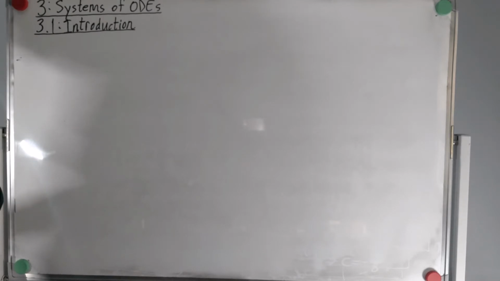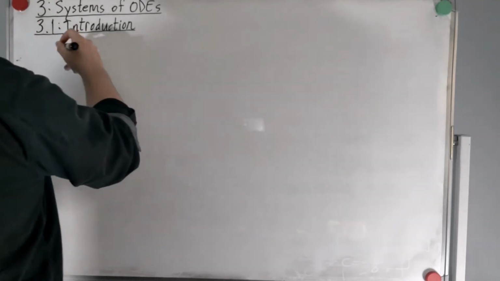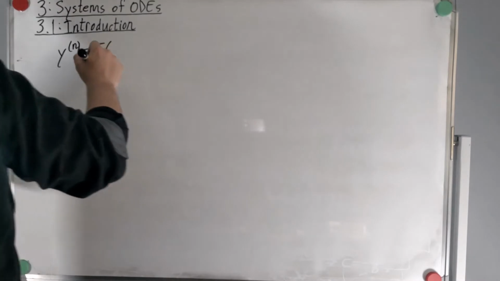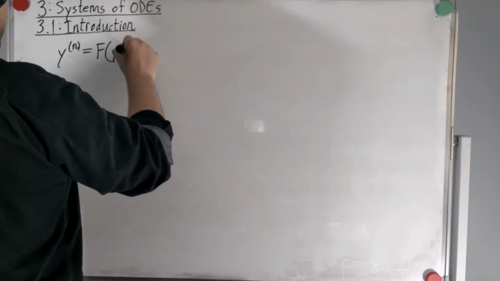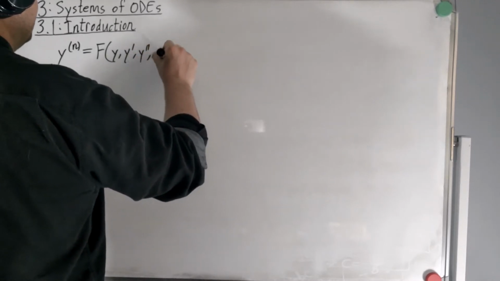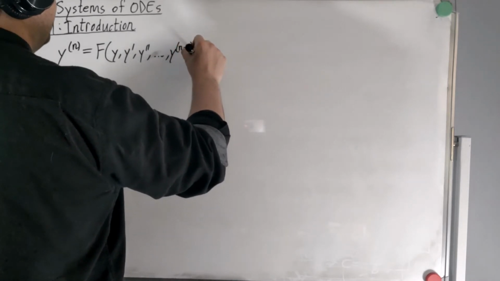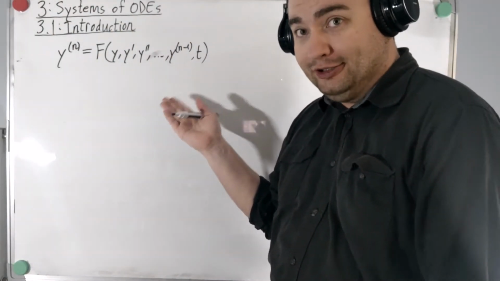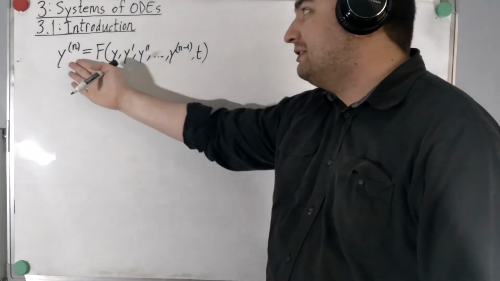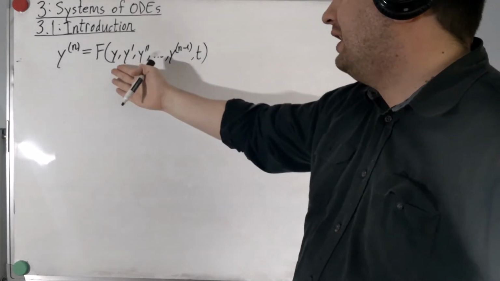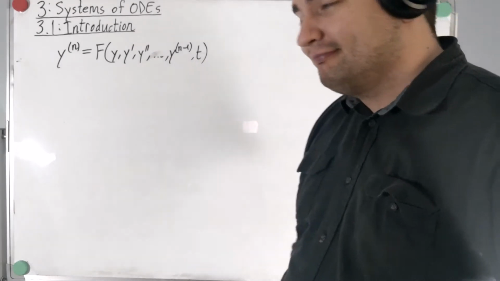So let's suppose you have an nth order scalar ODE. That looks like nth derivative of y equals f of y, y prime, y double prime, dot, dot, dot, the n minus first derivative of y, and t. This is what every nth order scalar ODE looks like, right? It's some relation involving the nth derivative of y, making it depend on y and its derivatives and t. Okay?